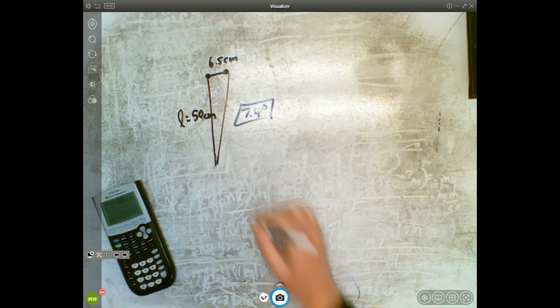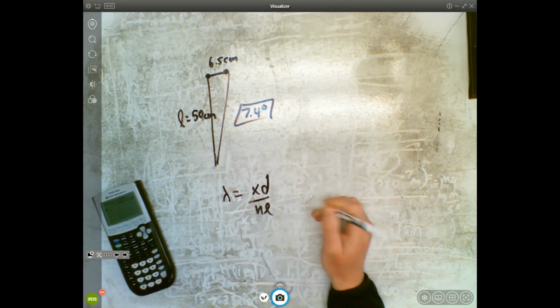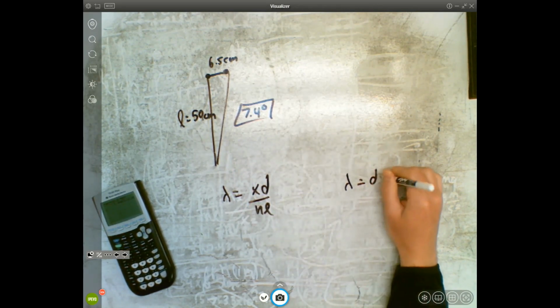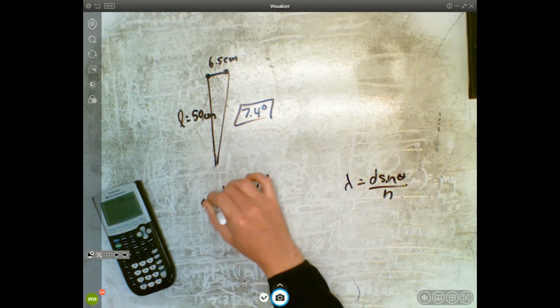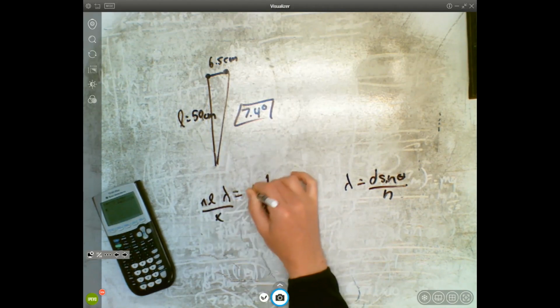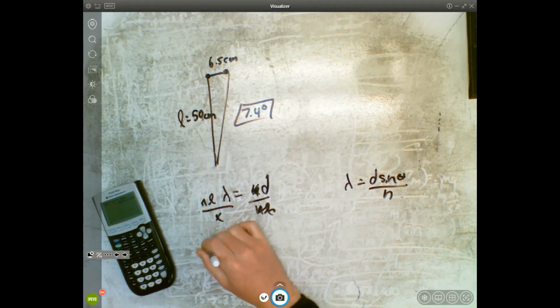So if I use lambda equals xd over nl, and I try that, or I use lambda equals d sine theta over n, I should get the right answer, right? So we're trying to find, what are we trying to find? We're trying to find d. So we move nl up top and x down below to find d. And so we're measuring to the first one.